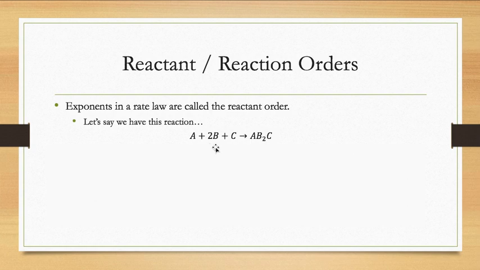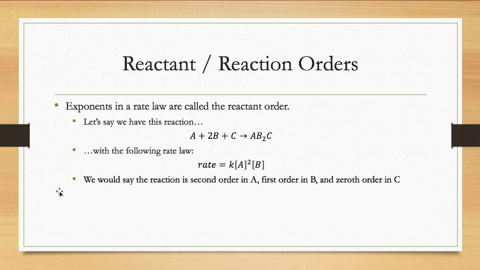A plus 2B plus C goes to AB2C. Some generic reaction. Don't worry about how I got there, but let's say that this is the rate law: rate is equal to the rate constant for this reaction times the concentration of A squared times the concentration of B. So we would say the reaction is second order in A because the exponent is 2, first order in B because the exponent is 1, and 0th order in C because C isn't even there.